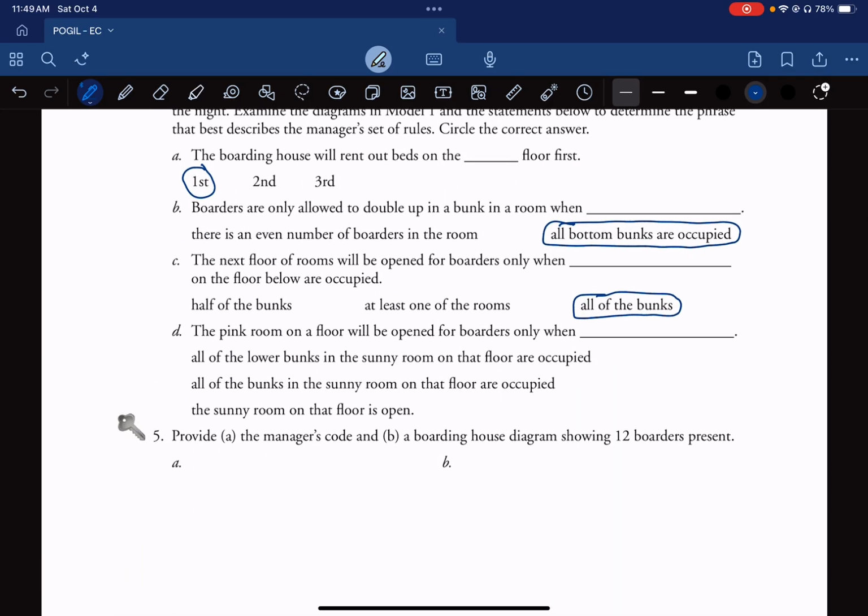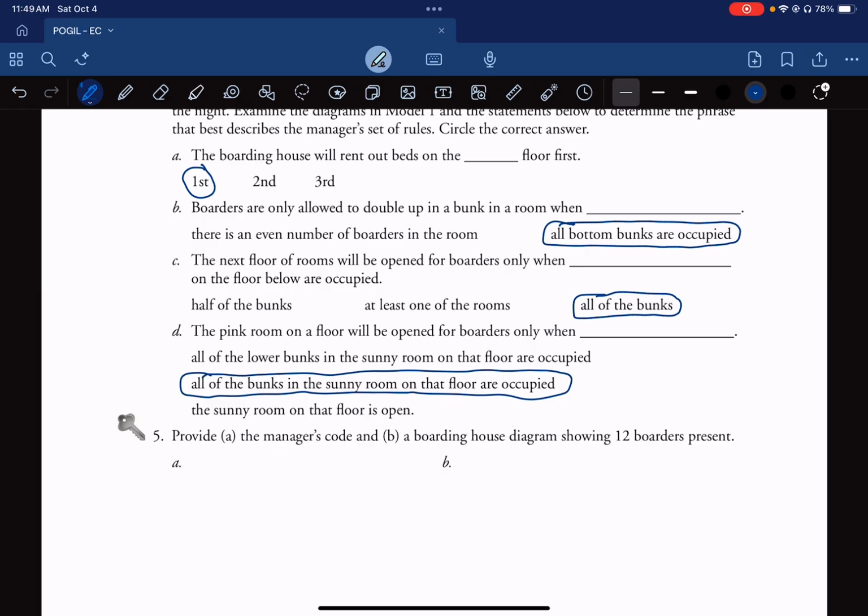It says the pink room, I'm just going to read it again because I lost my train of thought on which one this was. The pink room on a floor will be open for boarders only when all of the bunks in the sunny room on that floor are occupied. It basically just means that the sunny room has to be totally full before the pink room will be opened.